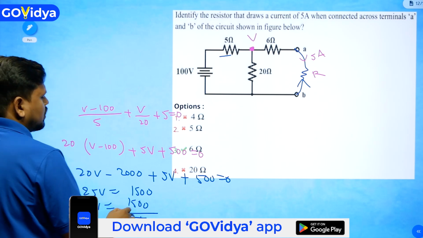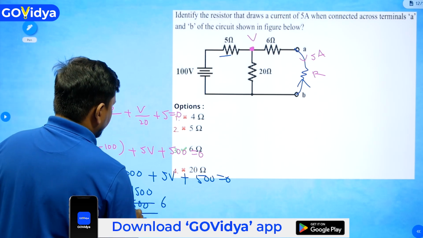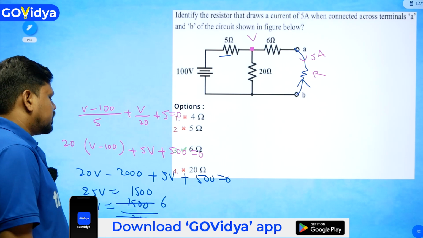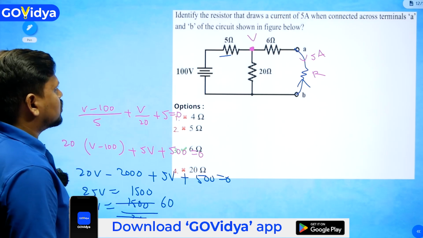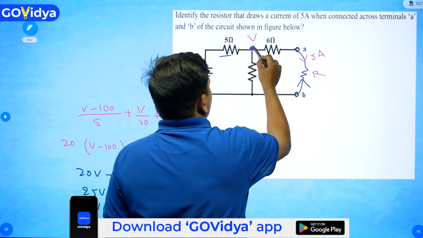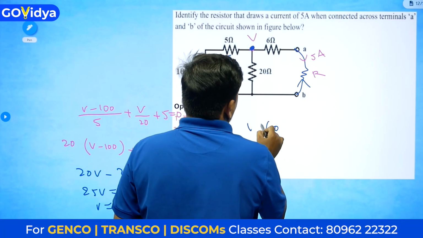25 once is 25, and 25 six times is 150, so in total it is 60 times. So V equals 60. We are getting V equals 60.